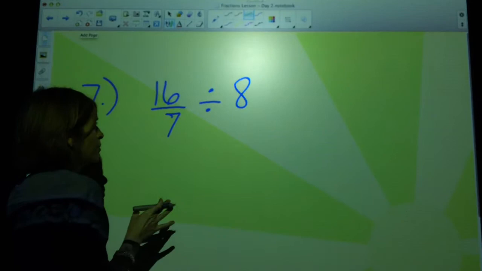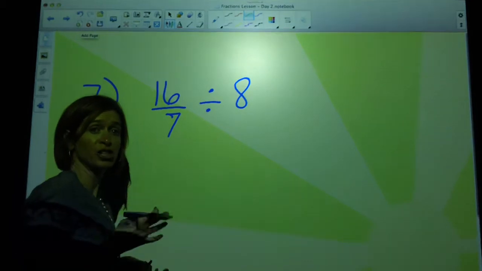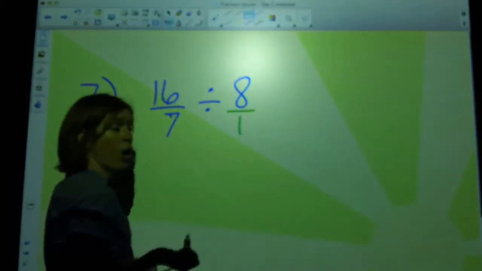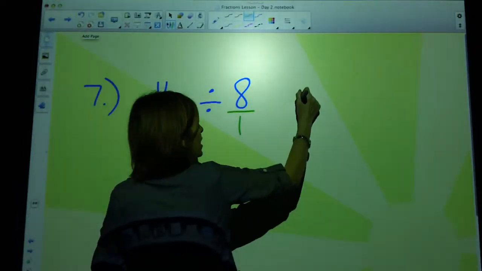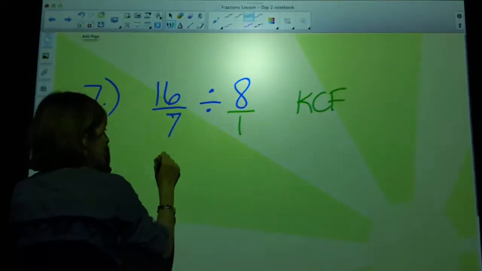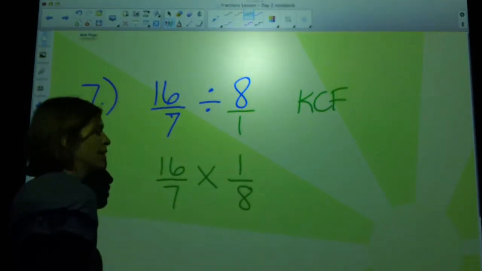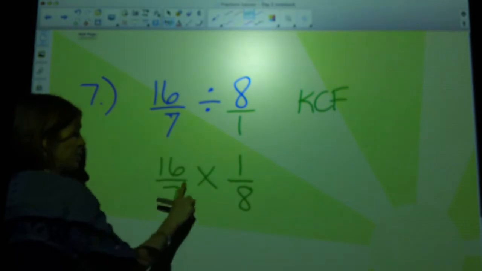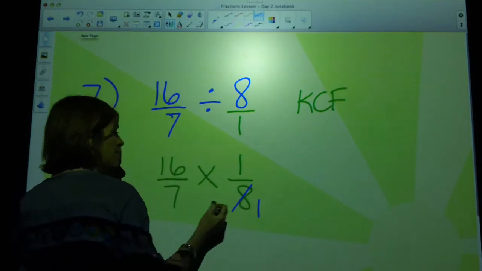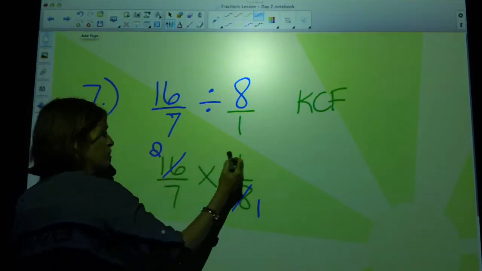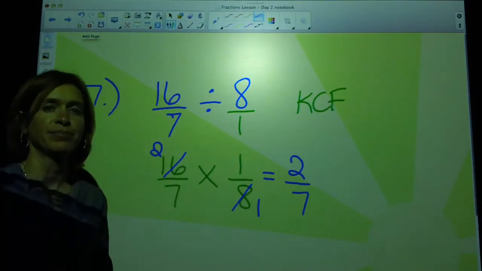16 over 7 divided by 8, okay? All right, why do I like this problem? Because I wanted it to be division. This is a whole number. What did I say with fractions we should always do? Always write it over 1 so that it makes it less complicated. But because it's division, then we have to Kentucky chicken fry it. We have to keep, change, flip it. So we have 16 over 7, we keep, we change to multiplication, and we flip the one on the right. So 16 over 7 times 1/8, we simplify first, then we multiply. So 8 goes into itself once, 8 goes into 16 twice. 2 times 1 then is 2, 7 times 1 is 7. Just makes it a little bit easier, okay?